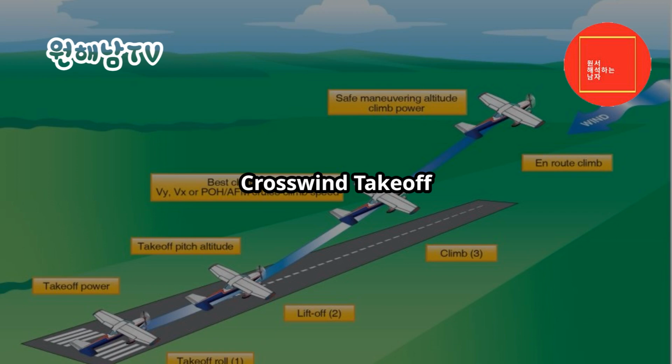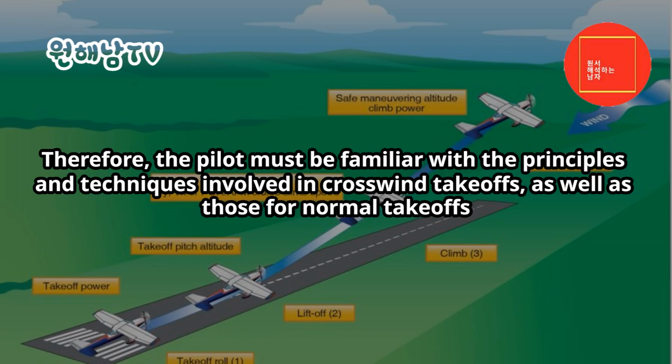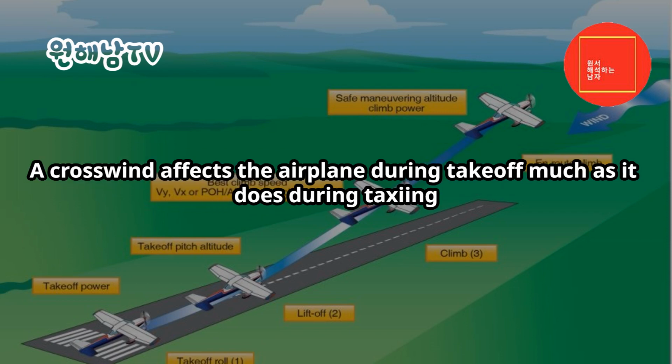Crosswind takeoff. While it is usually preferable to take off directly into the wind whenever possible or practical, there are many instances when circumstances or judgment indicate otherwise. Therefore, the pilot must be familiar with the principles and techniques involved in crosswind takeoffs, as well as those for normal takeoffs. A crosswind affects the airplane during takeoff much as it does during taxiing.